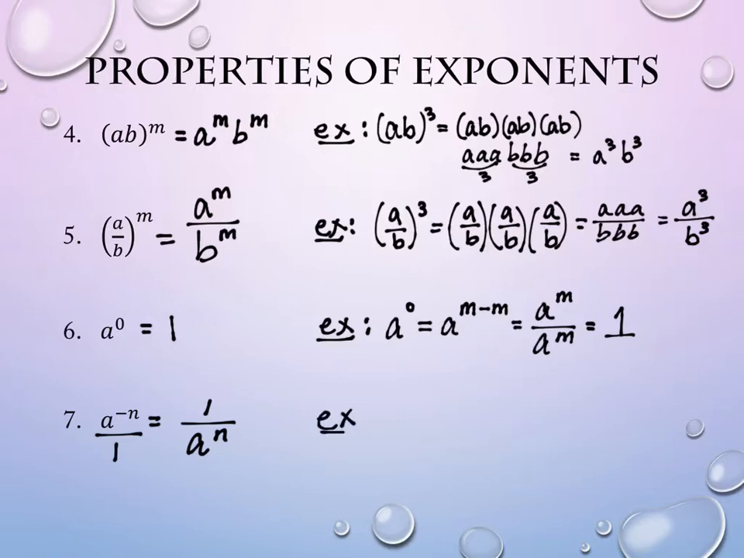And I'm going to prove this one as well. Again, an actual proof. So a to the negative n is actually the same thing as a to the 0 minus n. That's what negative n means, right? And so this looks a lot like that last proof. I'm going to put the a to the 0 on top now and the a to the n on bottom. And what's a to the 0? 1. I just established that in the previous property. So now I have 1 over a to the n.